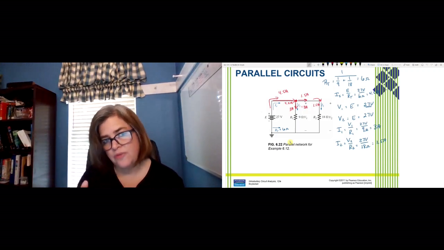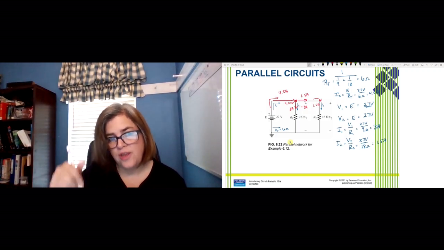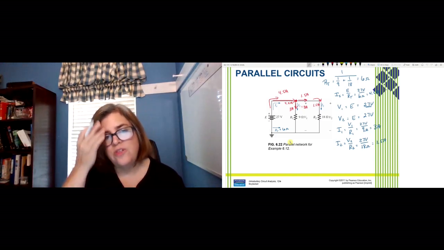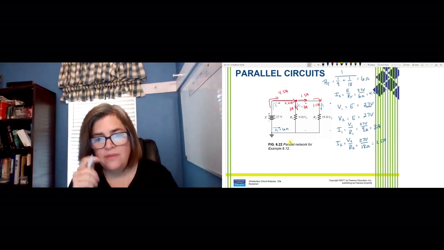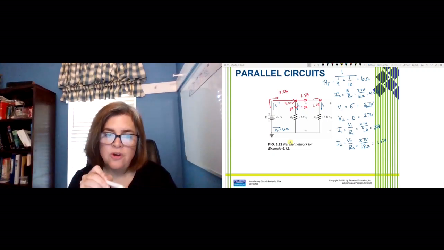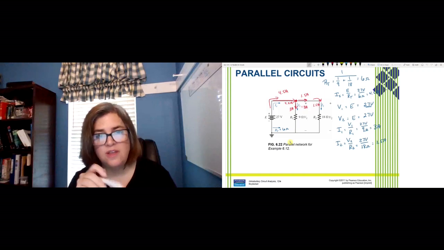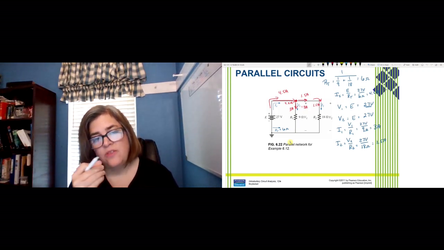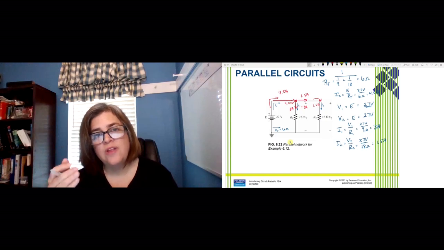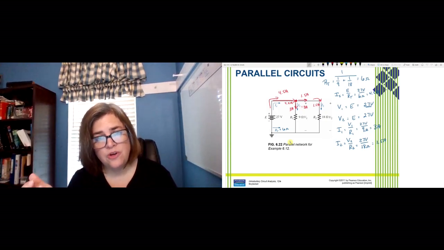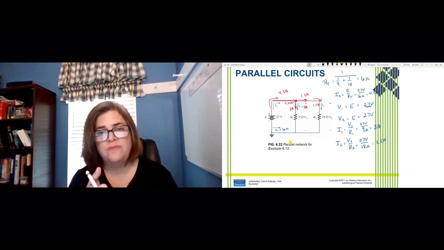You've got 4.5 amps coming into a node, 3 amps leaves through the 9 ohm resistor, and 1.5 through the 18 ohm resistor. Also think about Ohm's law here. Does it make sense that we have more current through the 9 ohm resistor than we do for the 18, given that they have the same voltage drop across them? It does, right? The more resistance we have, the more it limits that current. So the 18 ohm resistor is going to limit the current more than the 9 ohm resistor.